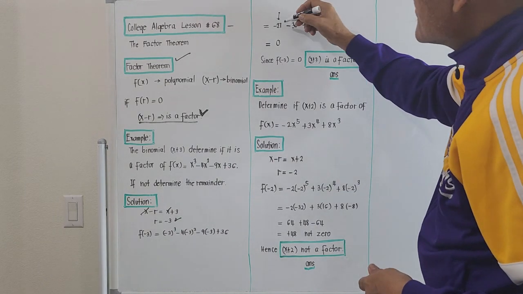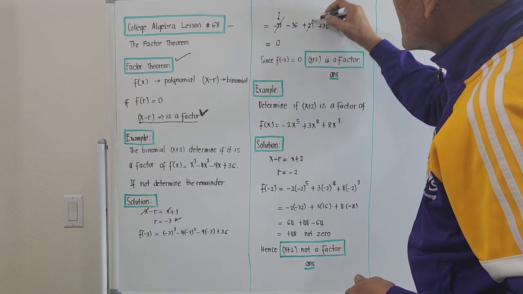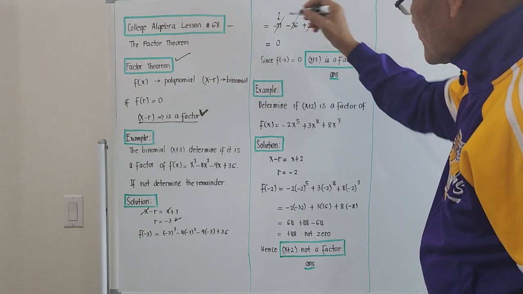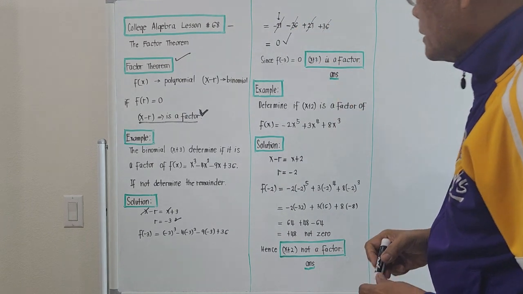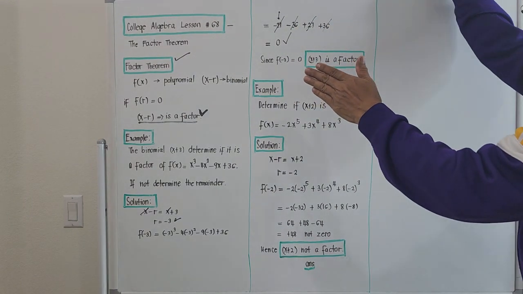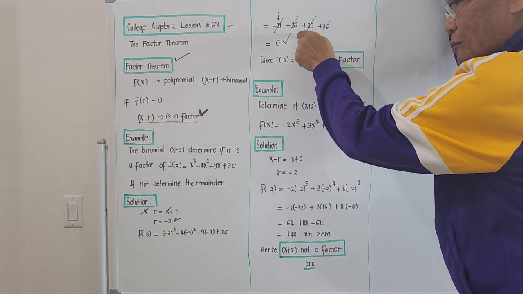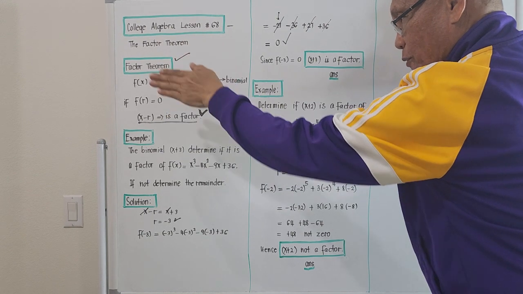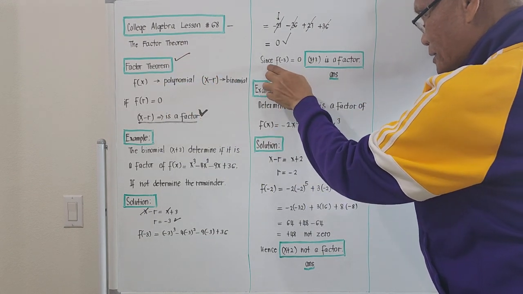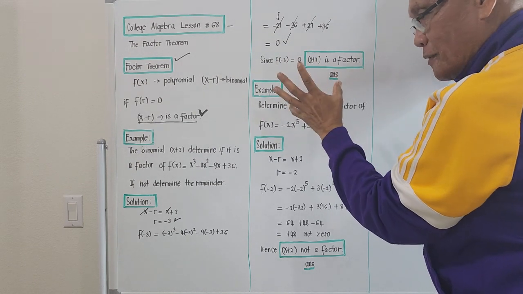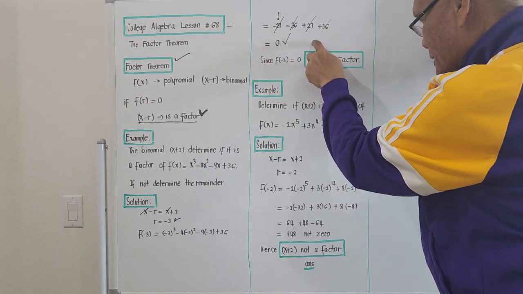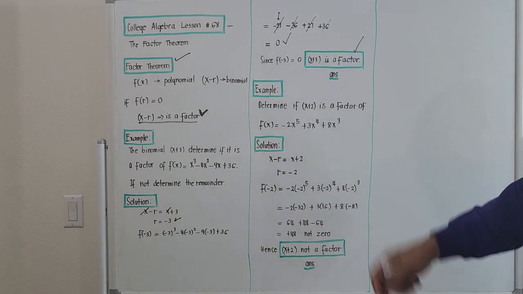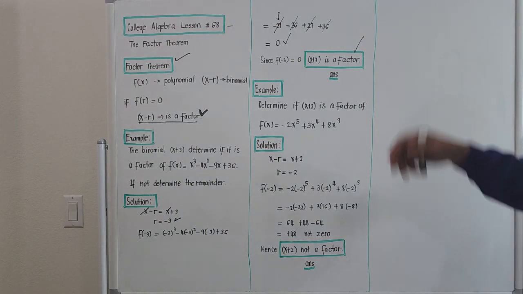So luckily this negative 27 cancels with this, and negative 36 cancels with this. So after the simplification, what comes out is 0. Okay? And according to the factor theorem, if after the substitution what comes out is 0, therefore, we conclude that since function of negative 3 is equal to 0, the given binomial x plus 3 is a factor. Right? It's a factor. One of the roots, right?